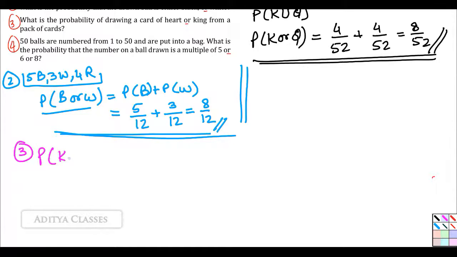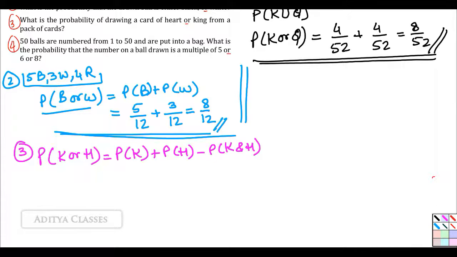Probability of king or heart. Remember, this is a non-mutually exclusive question, so our solution would be probability of king plus probability of heart minus probability of king and heart, because there are certain cards which are king and heart. What is the probability of drawing a king? It is 4 by 52. Heart is 13 by 52.